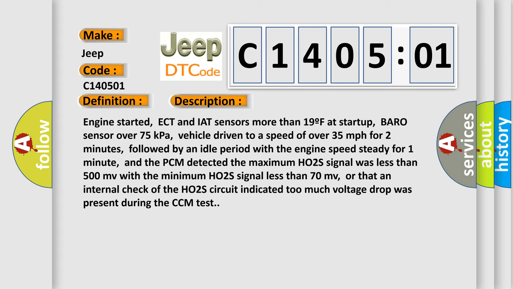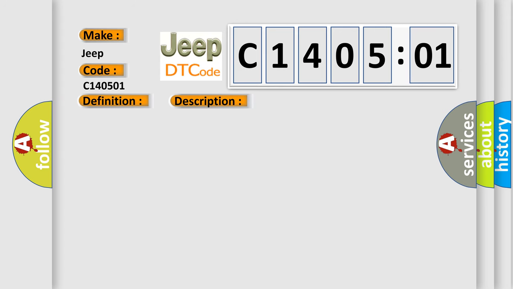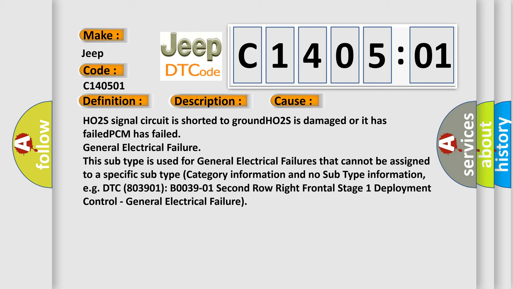This diagnostic error occurs most often in these cases: HO2S signal circuit is shorted to ground, HO2S is damaged or has failed, PCM has failed. General electrical failure: this subtype is used for general electrical failures that cannot be assigned to a specific subtype category and have no subtype information, e.g. DTC B0039-01, second row right frontal stage 1 deployment control, general electrical failure.